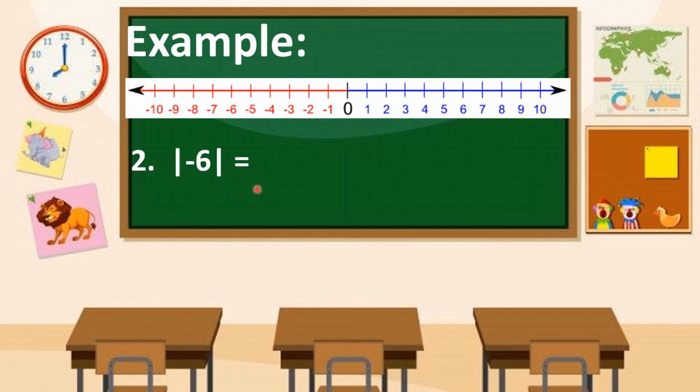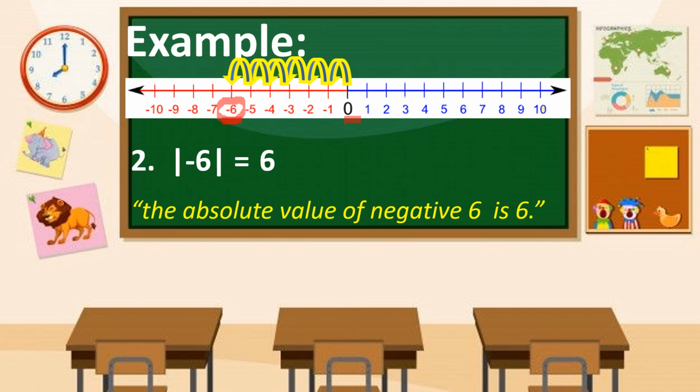Next example, number 2. Let's get the absolute value of -6. So ito po si -6. Bibilangin natin yung distansya ni -6 kung gaano siya kalayo kay 0. So bibilangin natin 1, 2, 3, 4, 5, and 6. Therefore, the absolute value of -6 is 6.